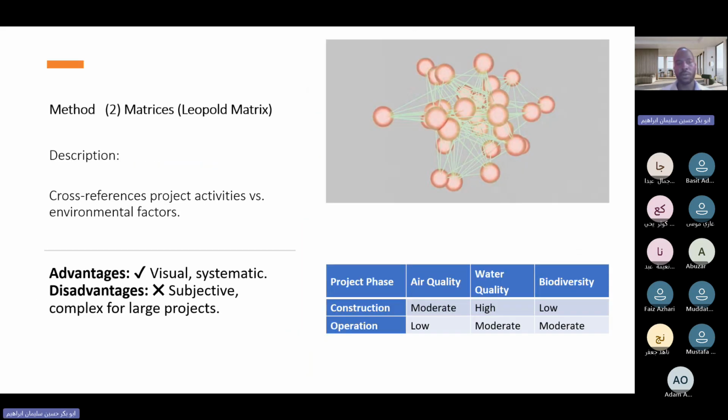Let us see the second one, which is the matrix, also known as the Leopold matrix. This is another name for the matrix, where we cross-reference project activities with the environmental factors. We can compare the activities of that project with the environmental factors: how is it going to affect them?